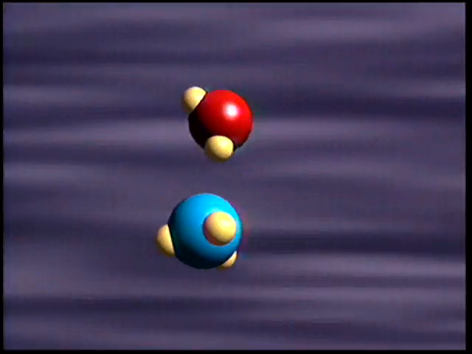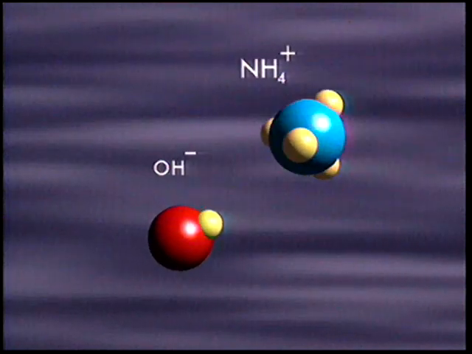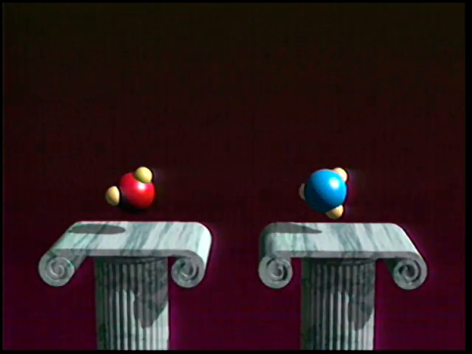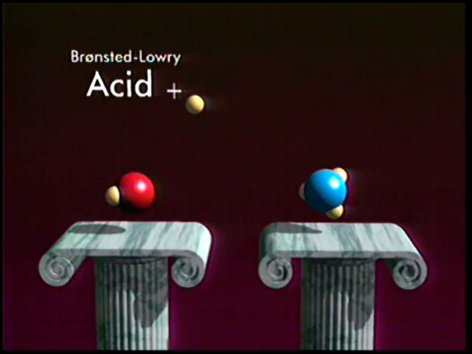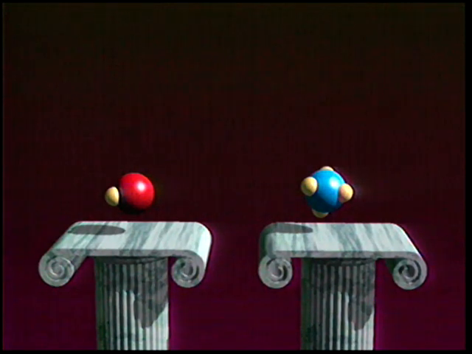When ammonia is dissolved in water, a proton is transferred from water to ammonia, forming the hydroxide ion and the ammonium ion. Water is now acting as a Bronsted-Lowry acid because it is donating a proton, and ammonia is a Bronsted-Lowry base because it is accepting a proton. Because water can act as an acid and as a base, it is called an amphoteric substance.